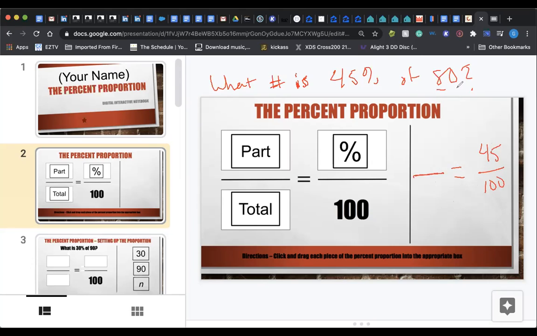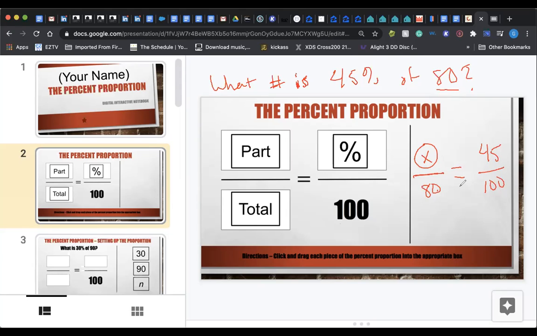So of 80 means that 80 is actually my total. I'm looking for the number that is 45% of 80. Okay. I'm looking for the number that belongs up here. All right. So if I see of 80, I should know that that's the total. Okay. And that's 45%. This is the one that we solve in the traditional way, right? Where we just do 80 times 0.45. This is what this is going to end up being. It's going to be just a different way of looking at this. All right. But this is what a proportion looks like.